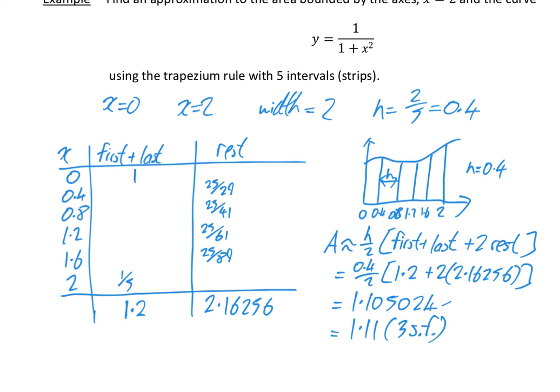Okay, that is the end of our trapezium rule. So we now know how to find an approximation to the area under a curve by splitting it into trapeziums with equal widths.